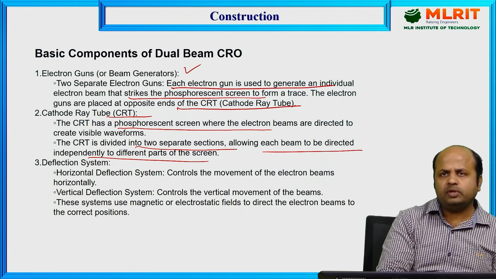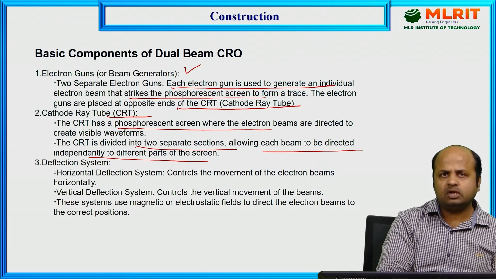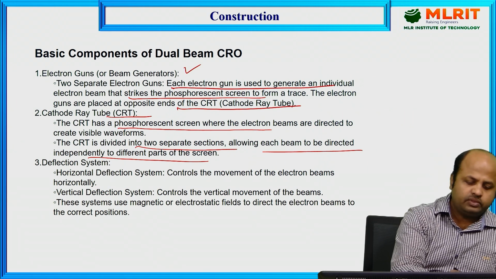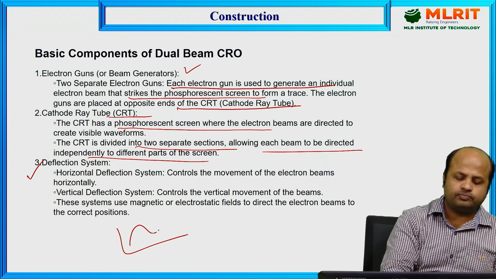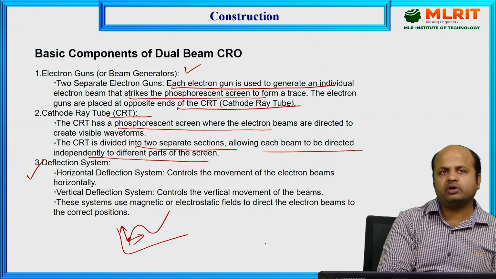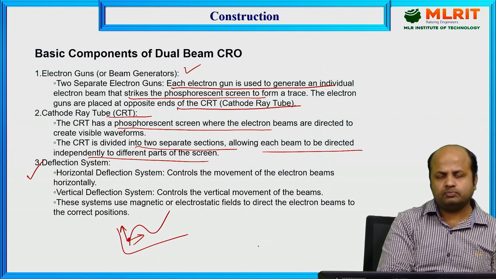So both beams will be deflected independently. There is no correlation between both beams, both electron guns. Then we have the deflection system. As I told, to visualize the waveform, we have to move the electron beam in the horizontal direction as well as the vertical direction, then only we can visualize any waveform.